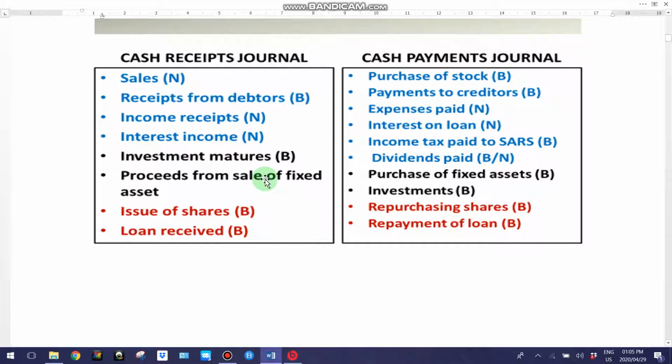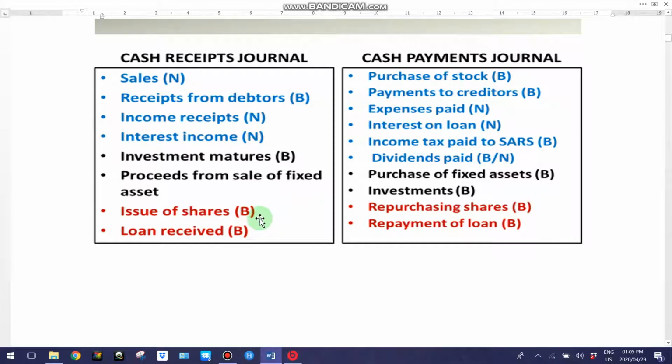It won't be one that I bought, because when I buy, money goes out of the business. This would be in specific reference to the one that I sold, right? So those are just the two examples that you need to look at as sources of the inflow of cash coming to the CRJ. Now, the last two on the list here, the issue of shares.